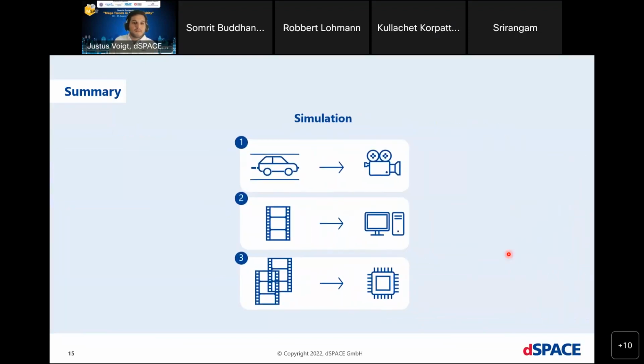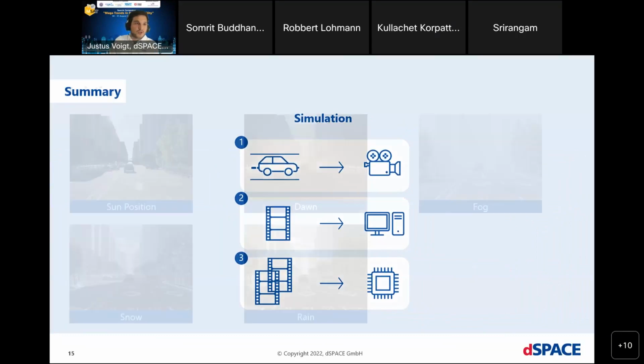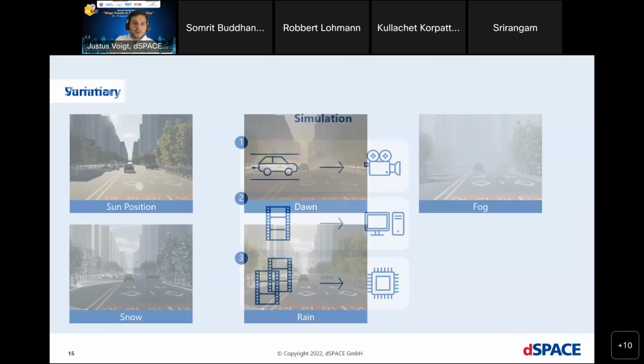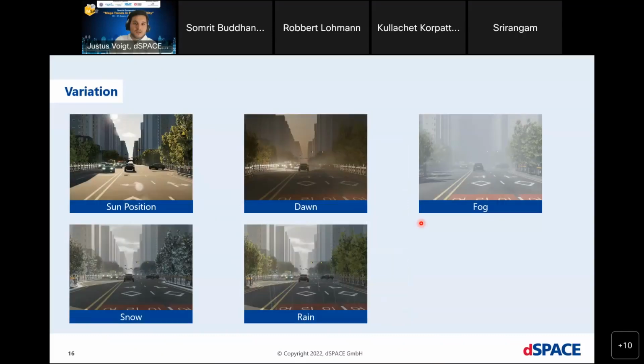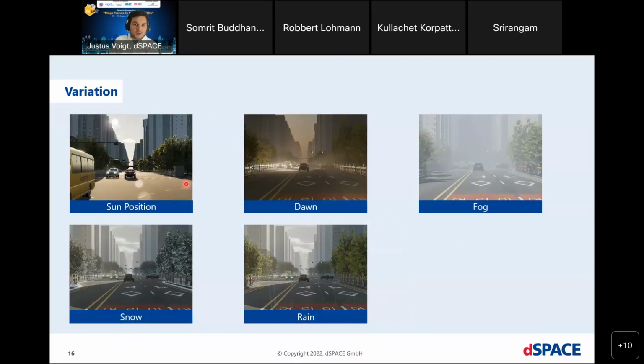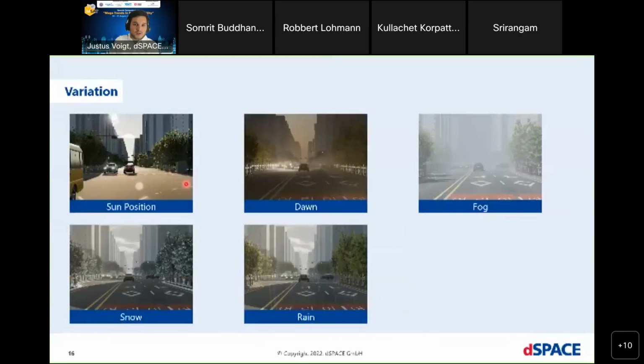And as a last slide, I would like to show the driving maneuver with different variations in terms of weather and time. In the first scene, we change the position of the sun to shine from the front of the car. Having the sun in front of you results, for example, in lens flares, which clearly has a negative impact on the camera's performance.